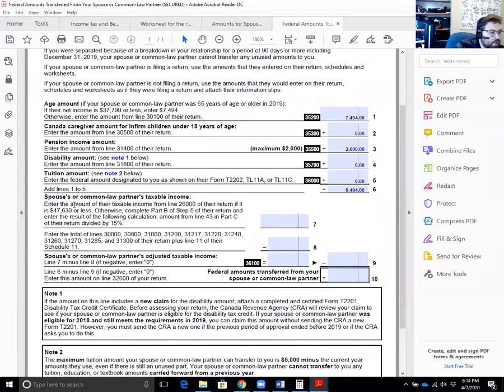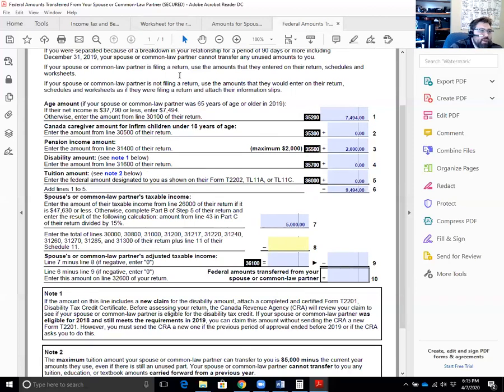Enter the amount of their taxable income from line 26,000 of their return if it is less than 47,630. Otherwise, complete part B of step 5. So it is less. So the income is 5,000. Enter the total of lines 3,000, 3,800, all these amounts, and 3,300 of their return plus line 11 of their schedule 11.